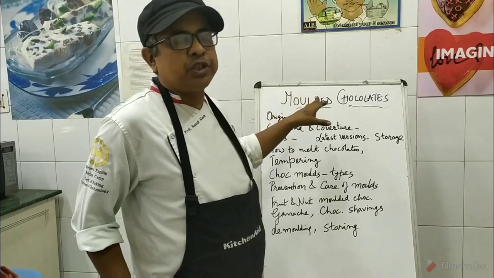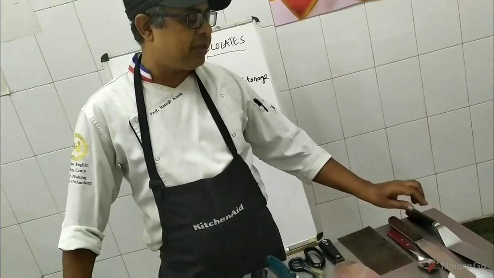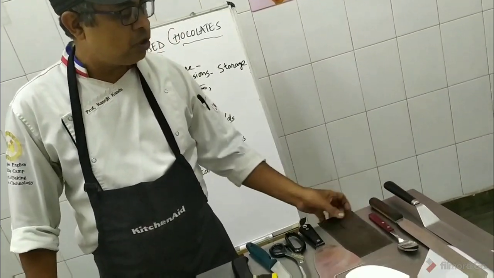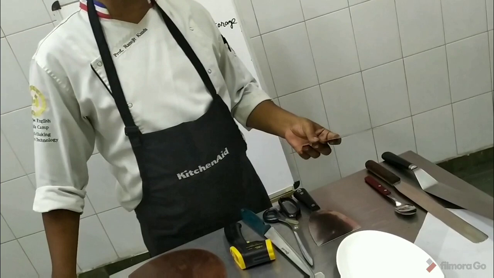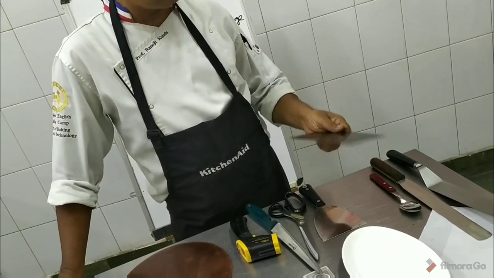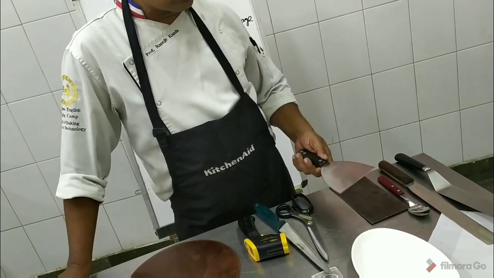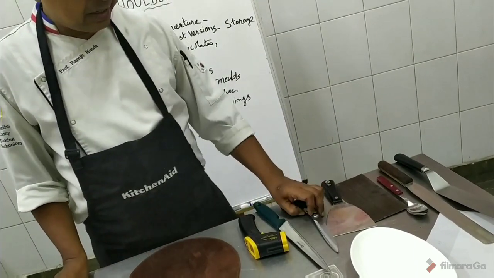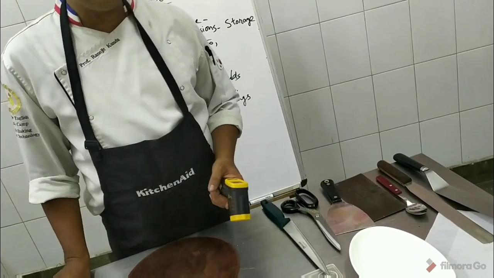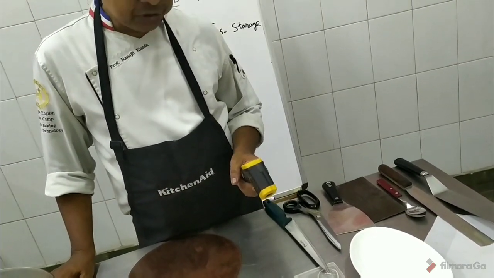The focus is on the molded chocolates. First have a look at the equipment on the table and how I have arranged it. We have the offset spatula, the palette knife, a spoon, and this scraper which painters also use on the wall. This is a very important equipment for me. And then another scraper, a scissor, a knife, and the laser thermometer which we use to measure the temperature.